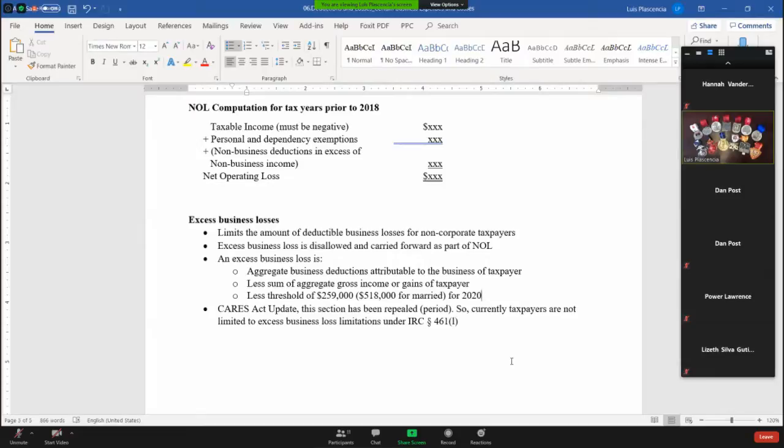But here's an update. Forget everything I just said. The CARES Act repealed this whole section. Period. So I know your book gives you this. It has good intention. I like this code section because in theory I agree with it. But now it's gone. It's going back to the old loss rules.